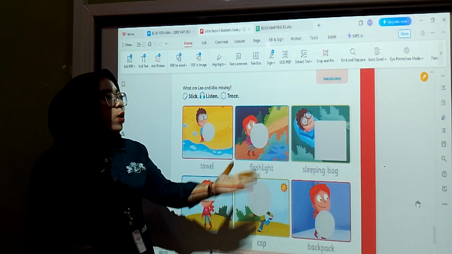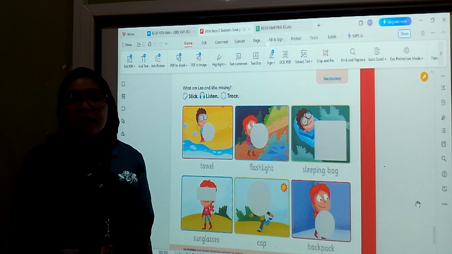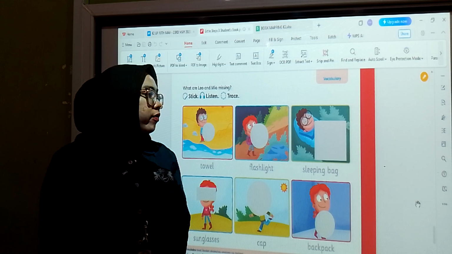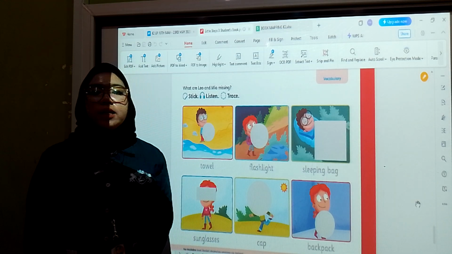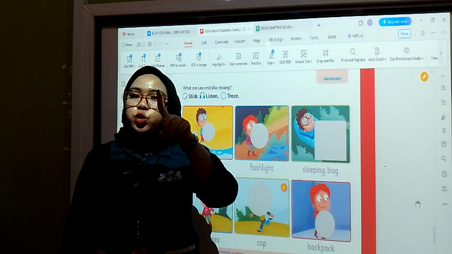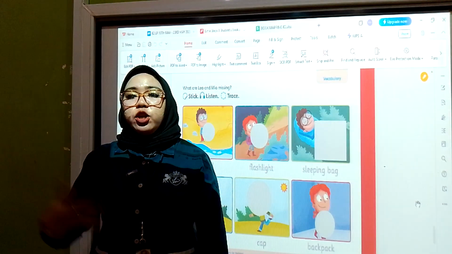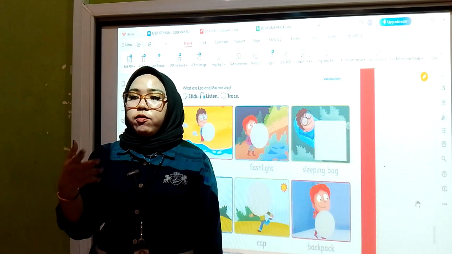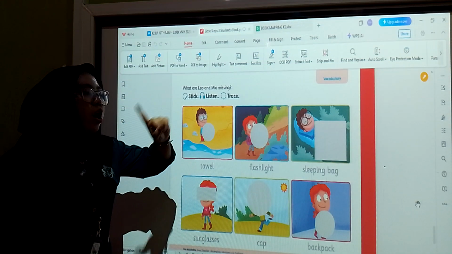By the way, for this one, we can see from the pictures there are some activities that the boys and the girls do for having vacations. Actually, this is not the topic. The topic is about what things we need to bring if we want to go on vacation. Can you mention what things we need to bring? Okay, start from here.